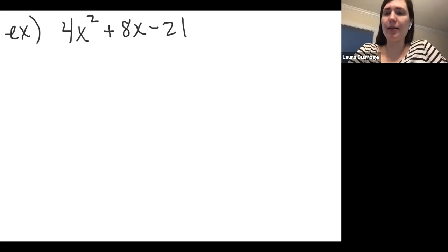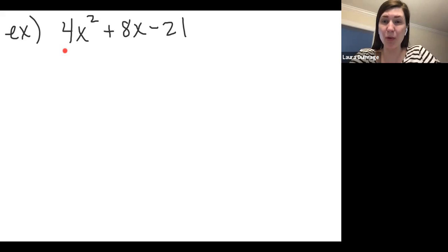Okay, what do we think? No, right? The only possibilities, numbers that fit into 4, would be like 2 and 4, and 21's not divisible by those. So there's no GCF. Okay, so we have a quadratic trinomial. Let's see if it's factorable. 4 times negative 21, let's see, 4 times 20 is 80, and then add on 4, so negative 84.